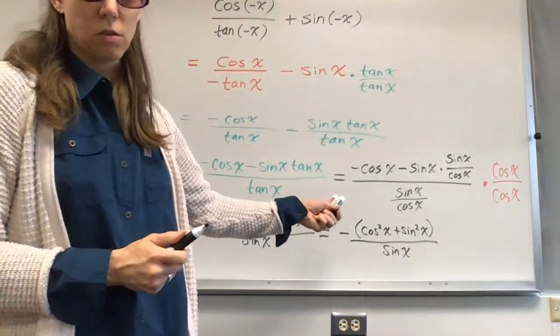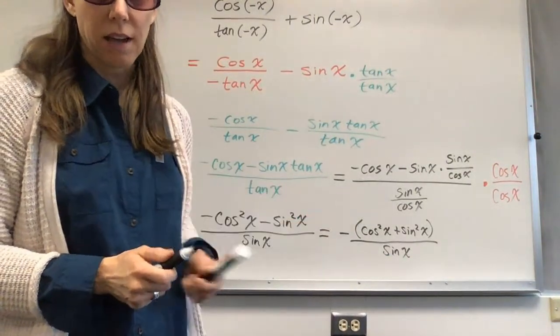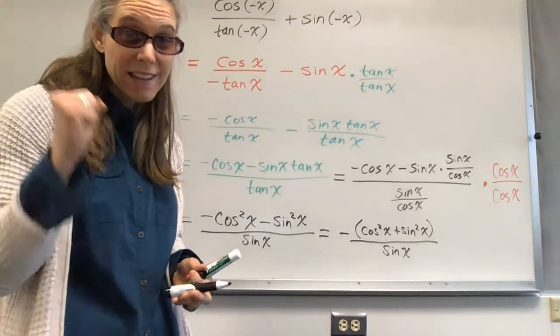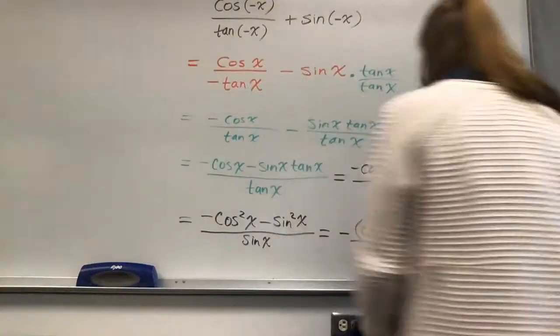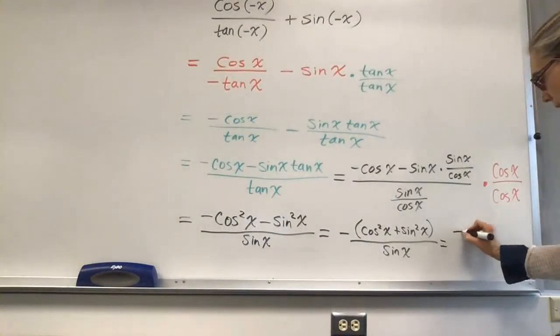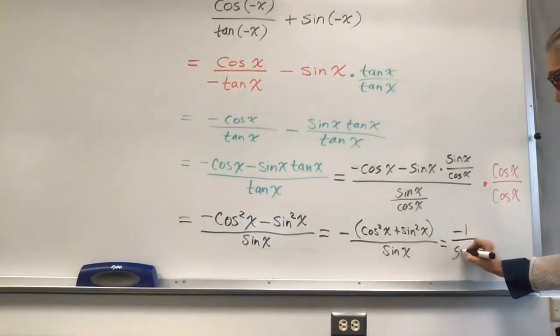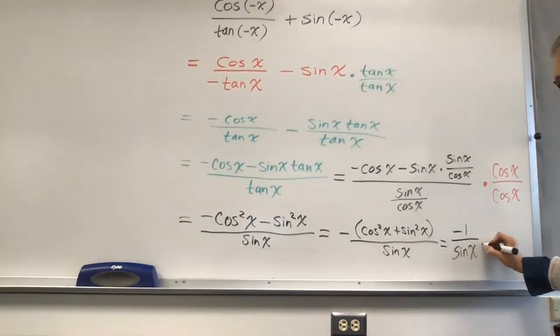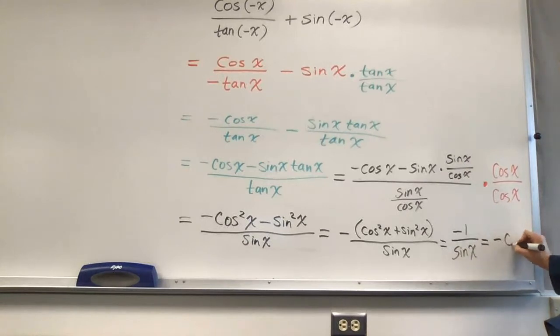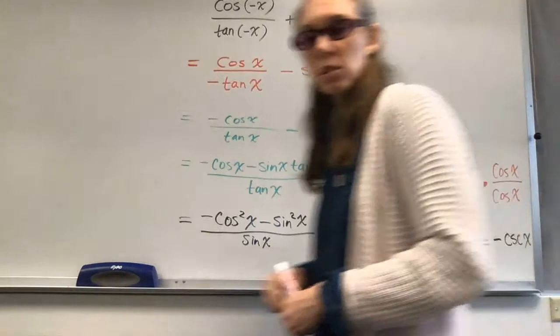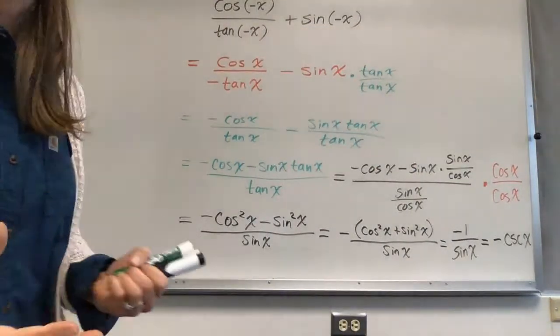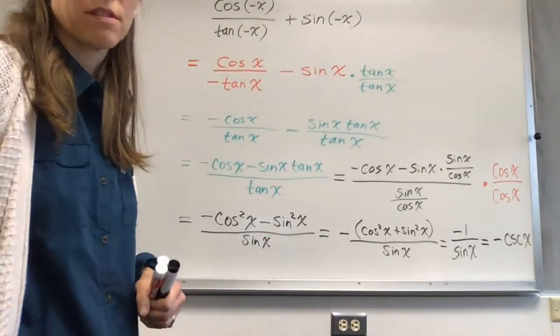Then cosine squared x plus sine squared x is equal to 1. Yay! So that's going to make this a lot simpler. Negative 1 over sine x can then be rewritten as negative cosecant x. Wow, that was a lot of work to get to our simplified answer, but that's going to happen sometimes.